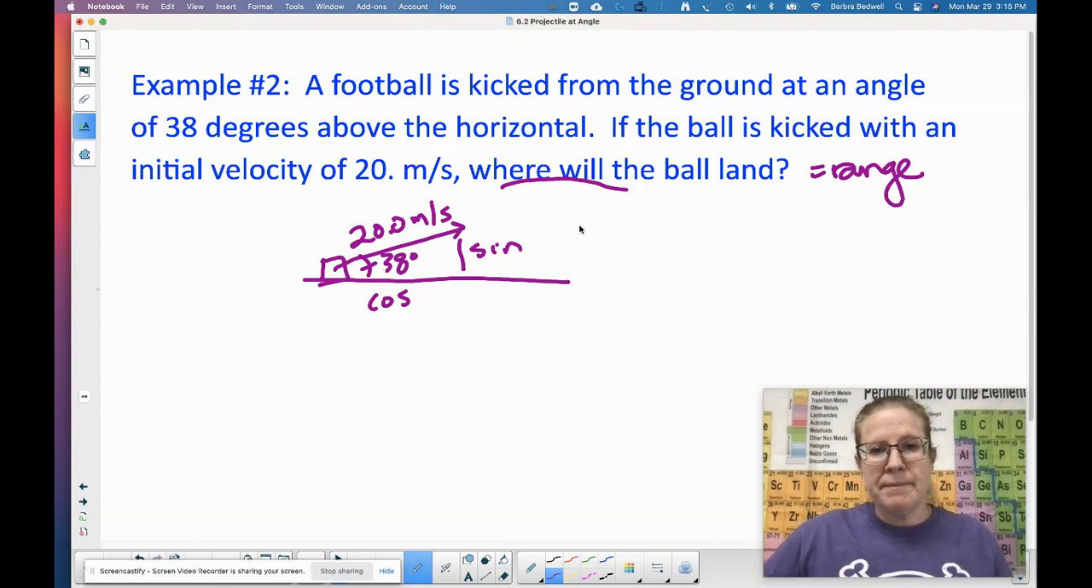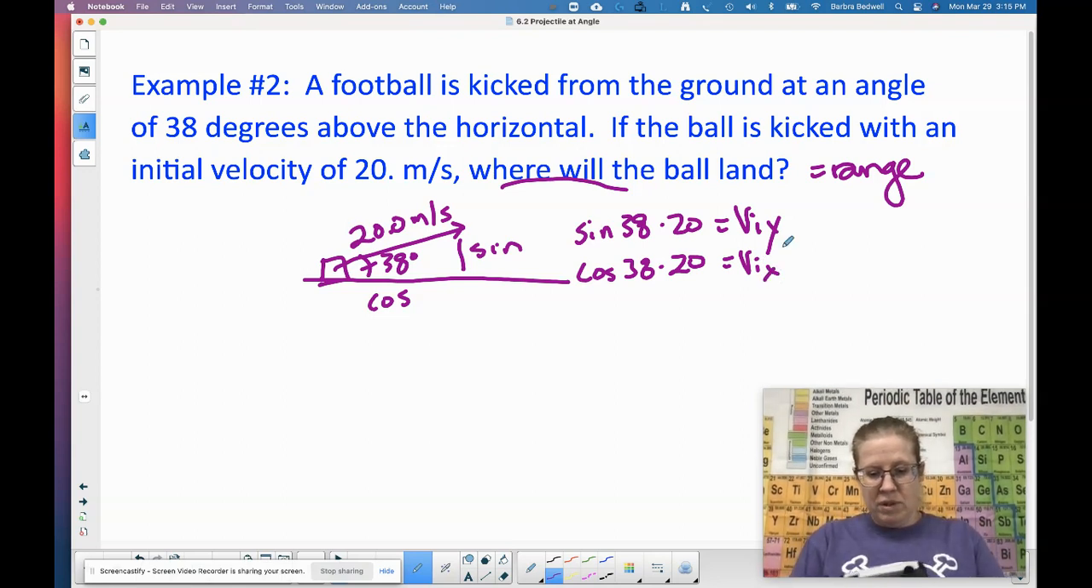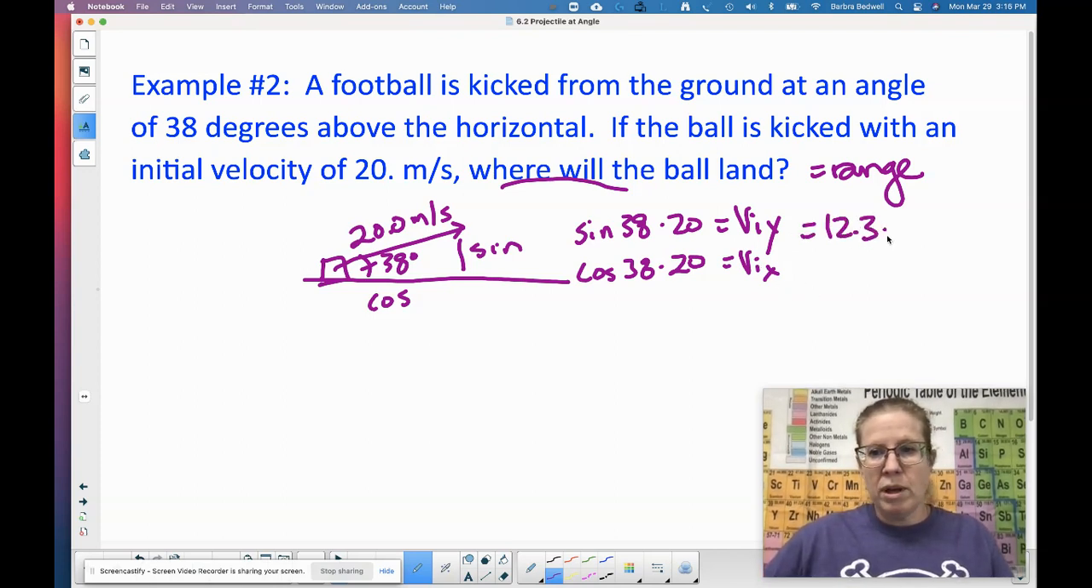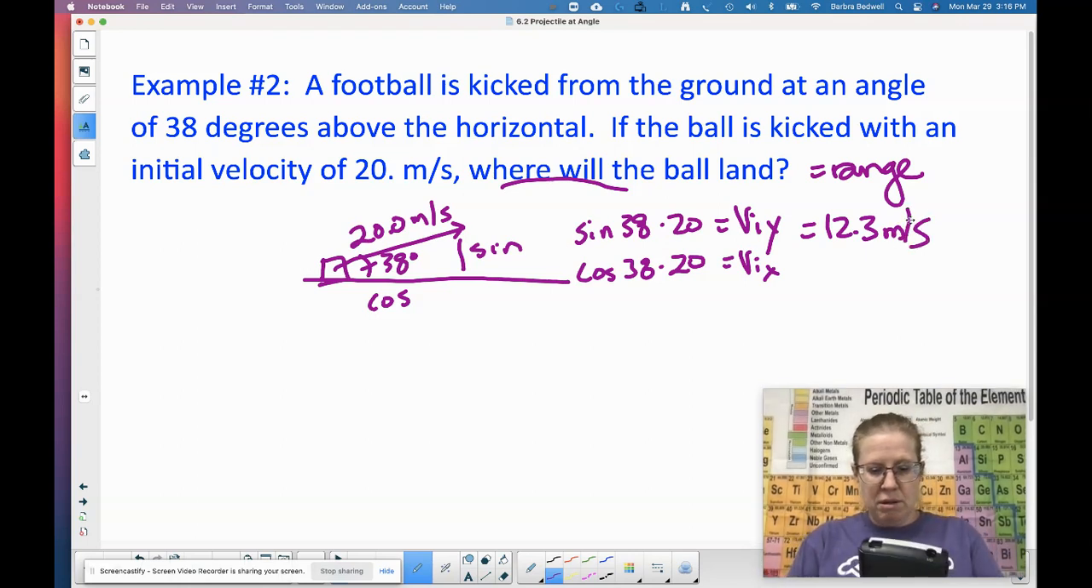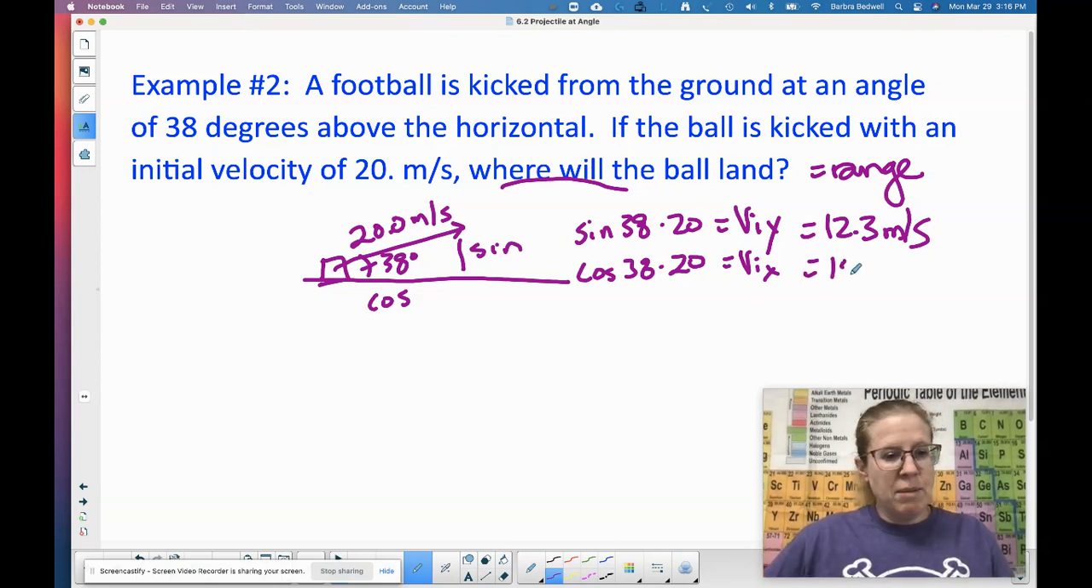So sine of 38 times 20 is going to give me VIY. Cosine 38 times 20, the initial velocity, is going to give me VIX. So sine of 38 times 20, 12.31, 12.3 meters per second. And then the cosine of 38 times 20 is equal to 15.76, so 15.8 meters per second.